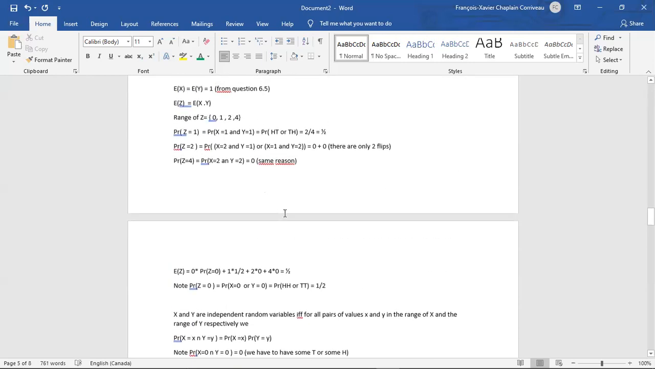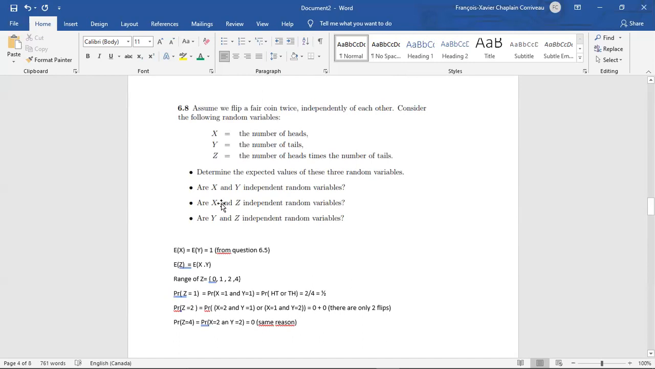Again, you could have thought about this just in terms of, well, z is a function of x. Right? z is equal to x times 2 minus x. Sorry about that.